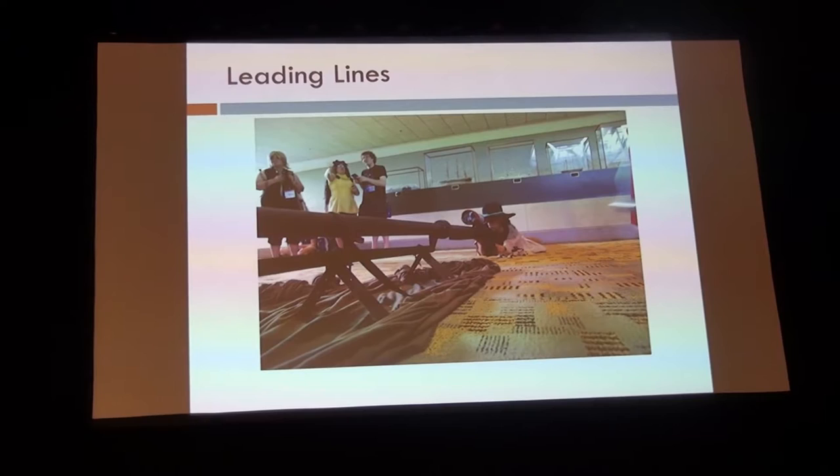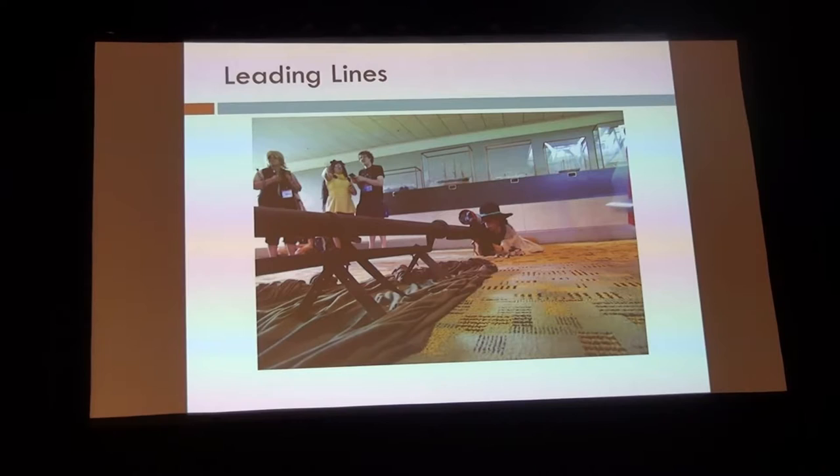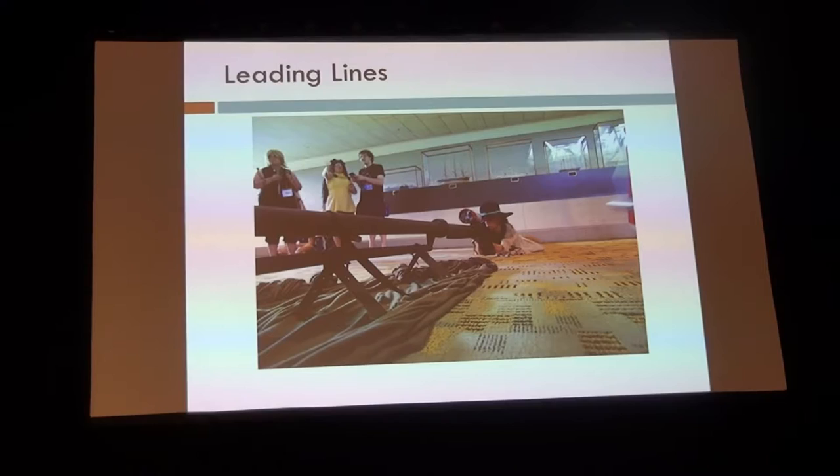Right? So you can use something really obvious, like a gun, to give you a leading line to pull the eye in. But you can also use the edge of a table. You can use pretty much anything you can find. But you can also use what are called invisible leading lines. And some of the most powerful ones are, hey guys, look over there.